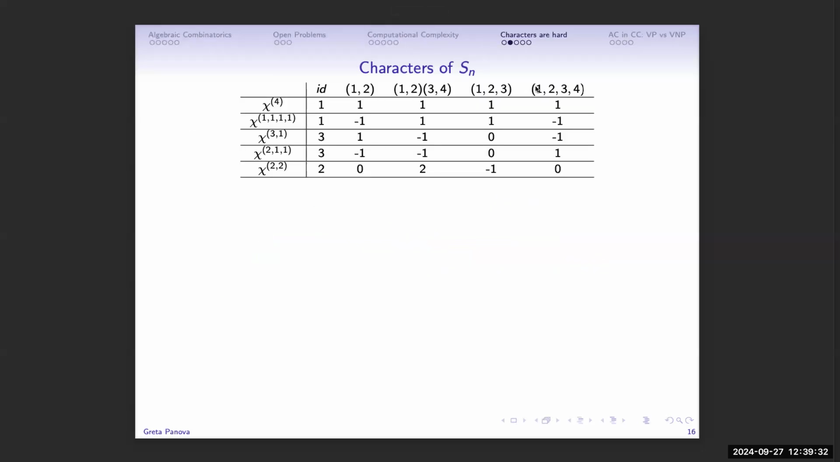So here is the character table of S4, which you may have computed with this Murnaghan-Nakayama rule, but it's easier to do otherwise. And what's the first column here? This is the value at the identity permutation, which is just the dimension of the representation. So this is f lambda, the hook length formula that we have, this is the first column.